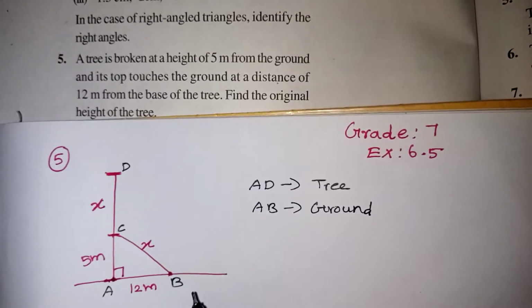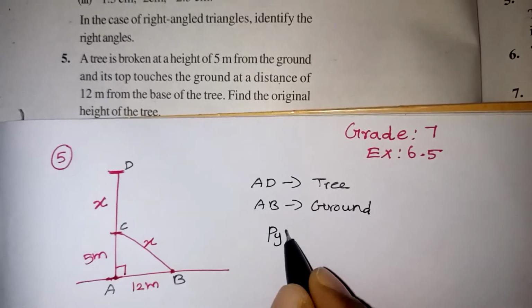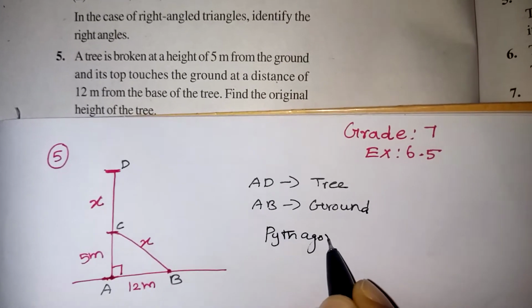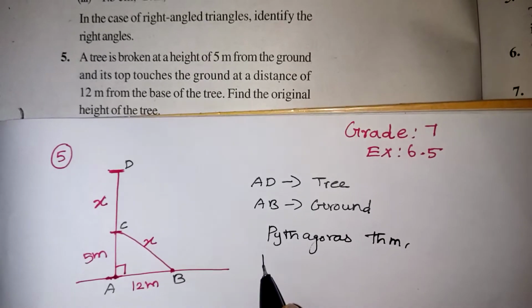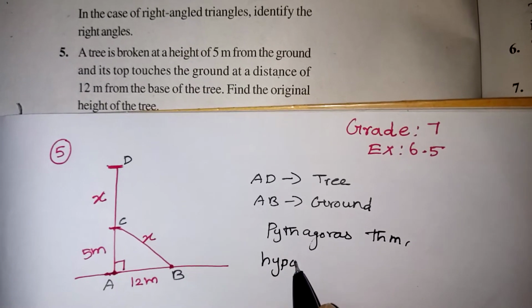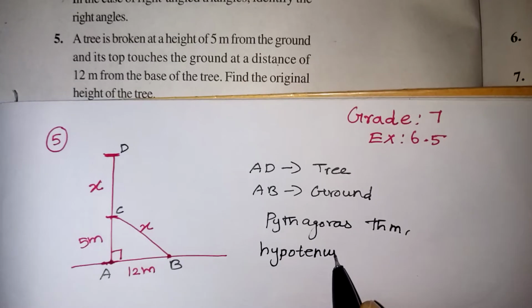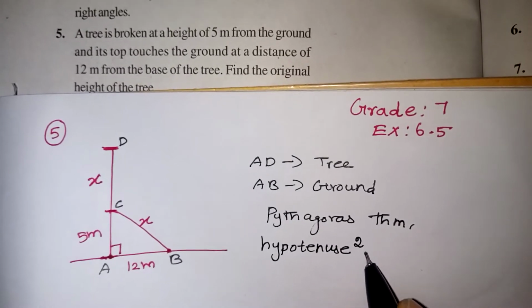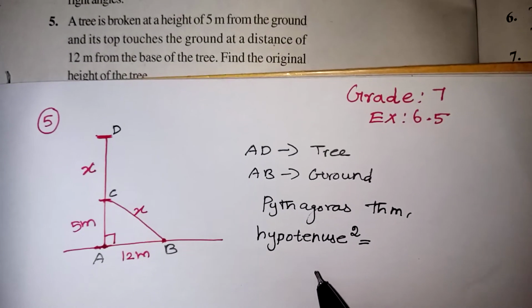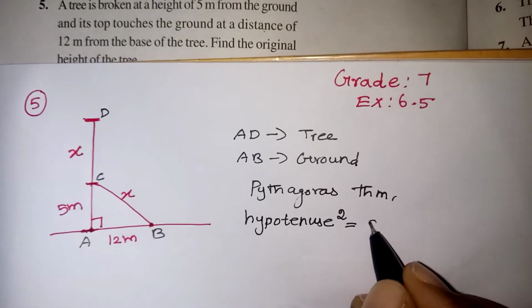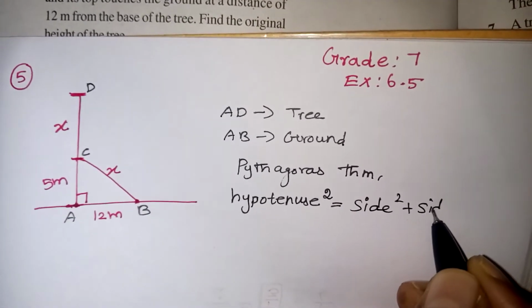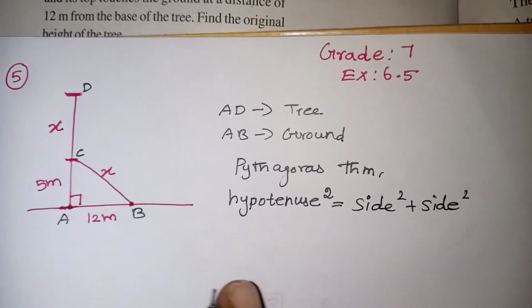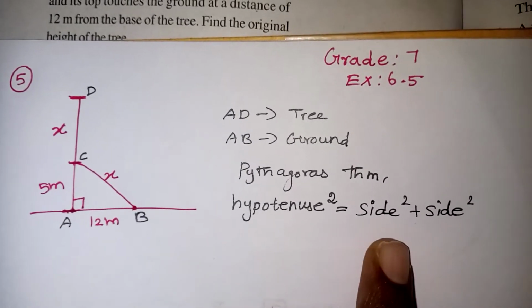Now it's a right angle triangle. So according to the Pythagoras theorem, you all know what the Pythagoras theorem states. Hypotenuse square, where hypotenuse is nothing but the longest side of the triangle, is equal to side square plus side square. This is your basic formula of the Pythagoras. So hypotenuse square equals side square plus side square.